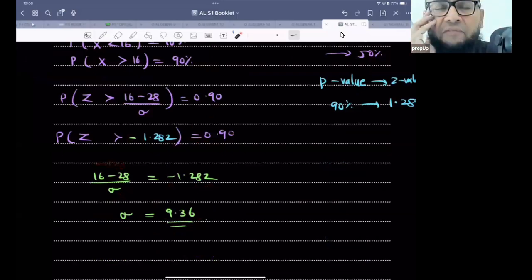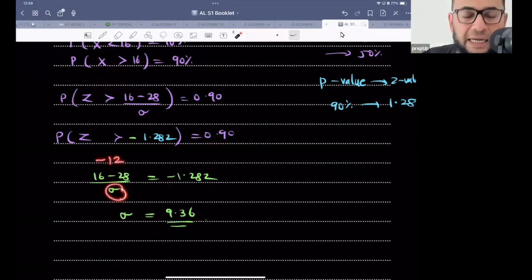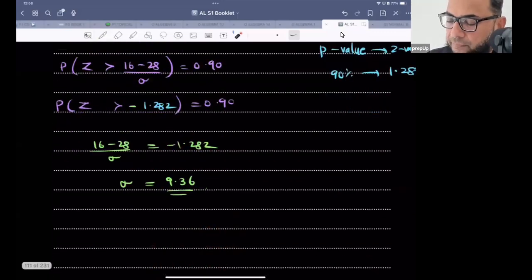Now let's say someone forgot about the negative sign. This is negative 12, this is sigma. Sigma has to be positive. Standard deviation is a positive value. That means there was a negative sign over there which someone overlooked. Any which way, you find the value of sigma, which comes out to be this.